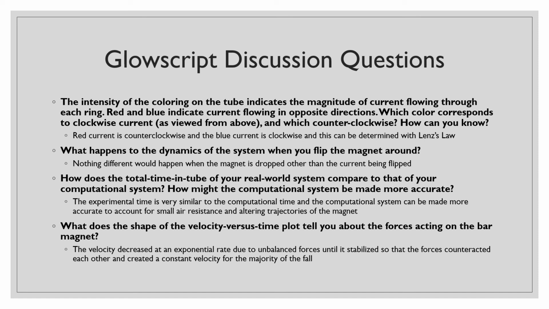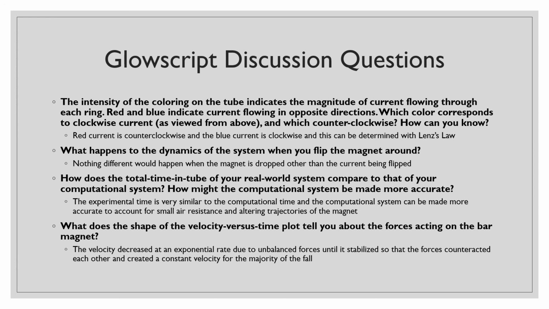Which color corresponds to different directions, and how do I know? The red current is counterclockwise and the blue current is clockwise, and this can be determined with Lenz's law. What happens to the dynamics of the system when you flip the magnet around? Nothing different would happen, however, the current in the aluminum tube would be flipped as the magnet falls.